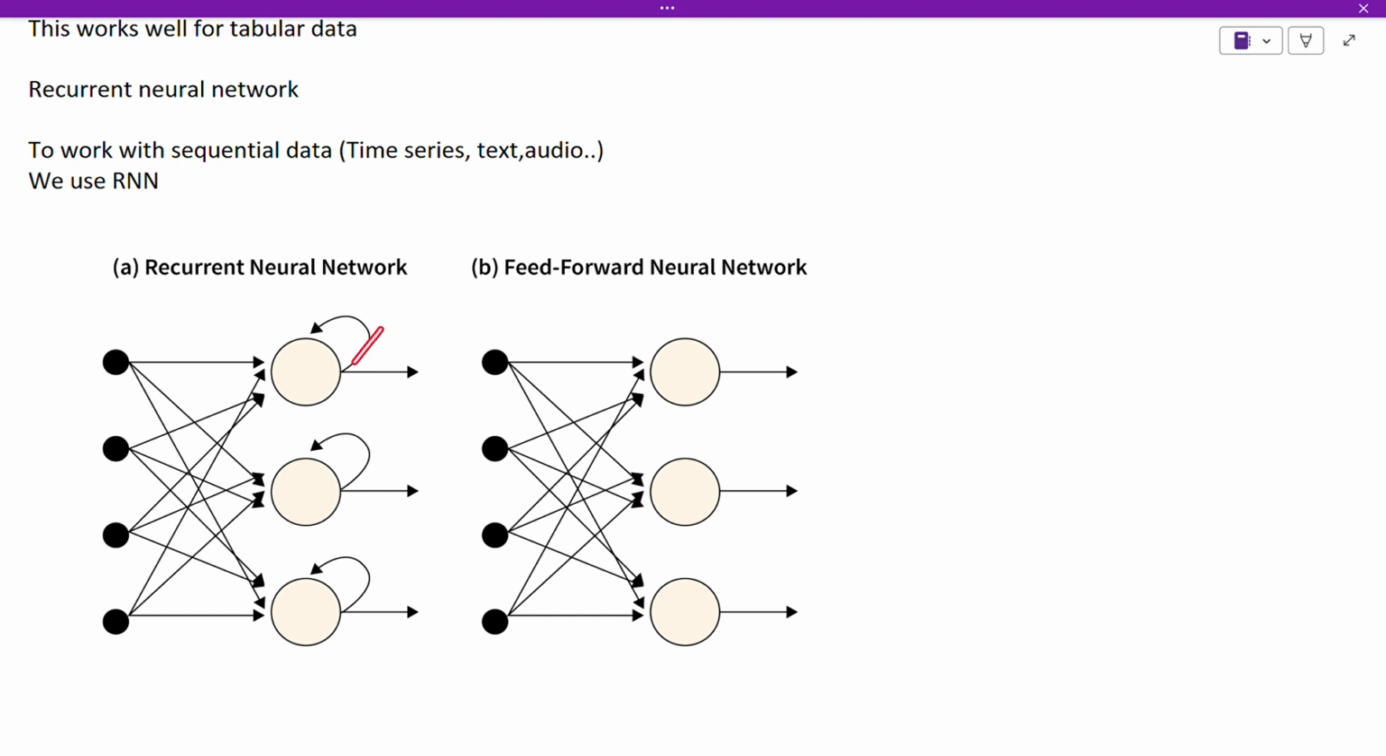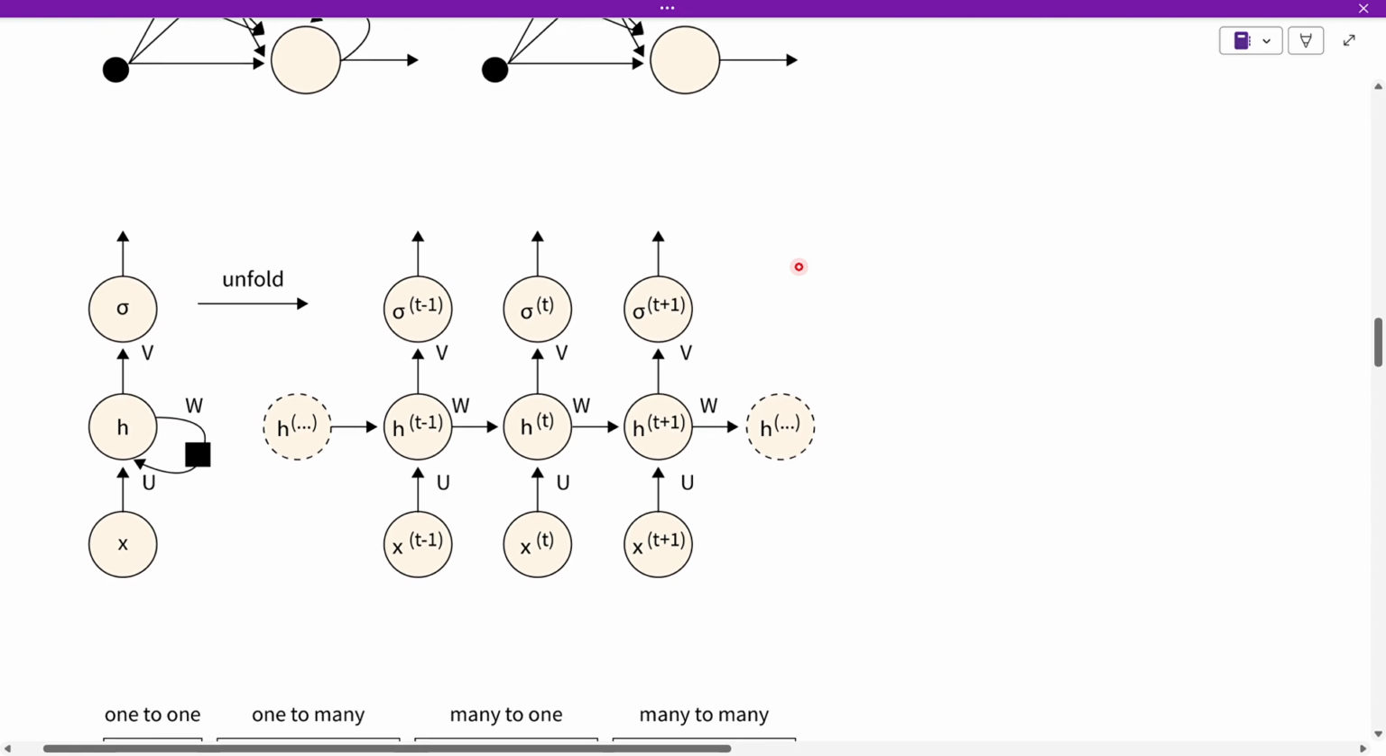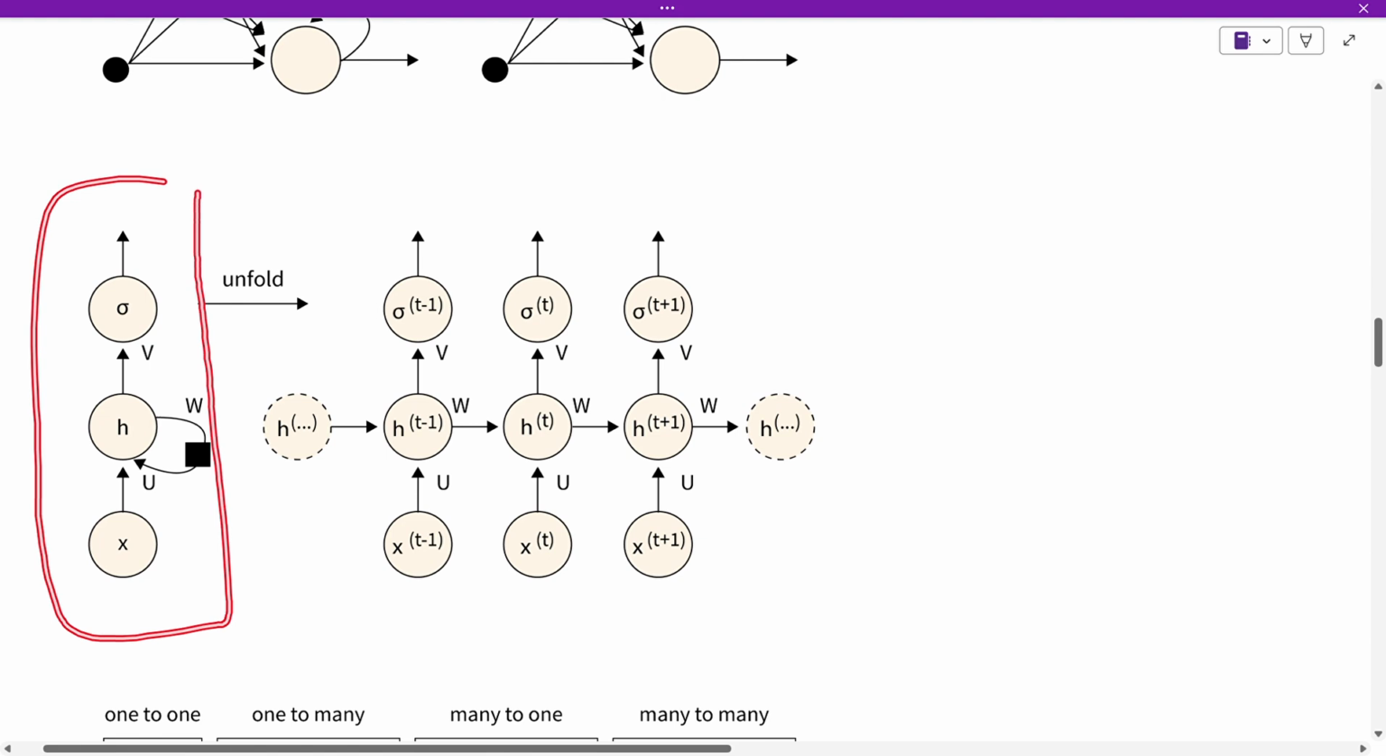So here we can see it is actually given as an input to this same perceptron. So we are going to hold some of the information about the previous state. So this is going to help us process the sequential data. This is typically how an RNN looks like.